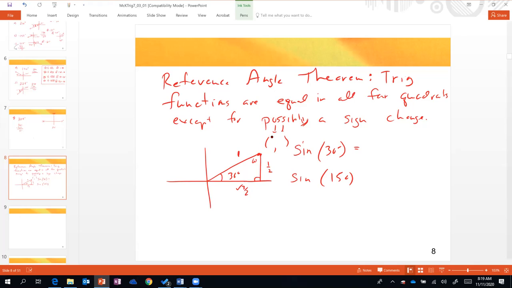And so my cosine, my x value, is root 3 over 2. My sine value is 1/2. Are we good there? Are we okay getting that triangle set up? Just want to make sure.